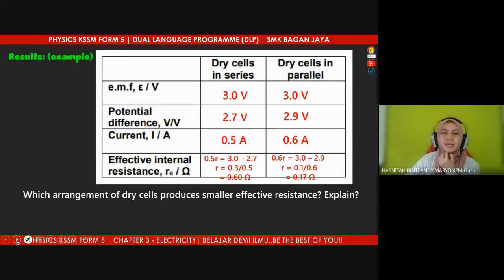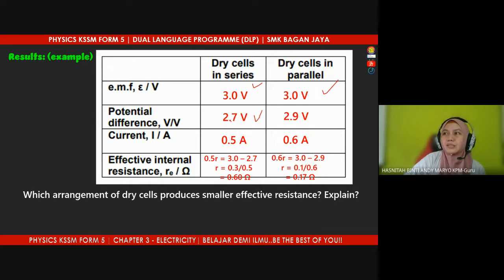This is an example of the result. We connect the dry cells in series, as the diagram shows. And this one is when the dry cells are in parallel: this one uses a single battery, and this one uses two batteries. This is the potential difference read when the circuit is closed.